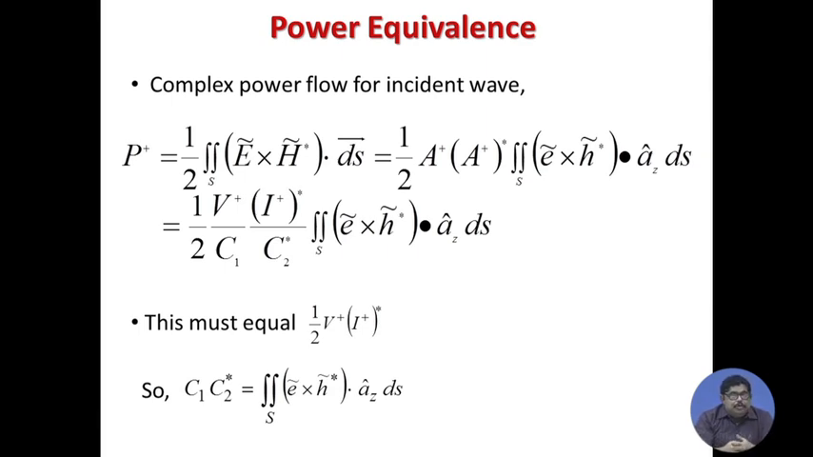So, if we make these two equal, then we get one condition on C1, C2, as shown, that their product is certain things depending on the eigenfunction. So, depending on the wave's modal variation and the geometry of the guide, the right hand side can be evaluated.